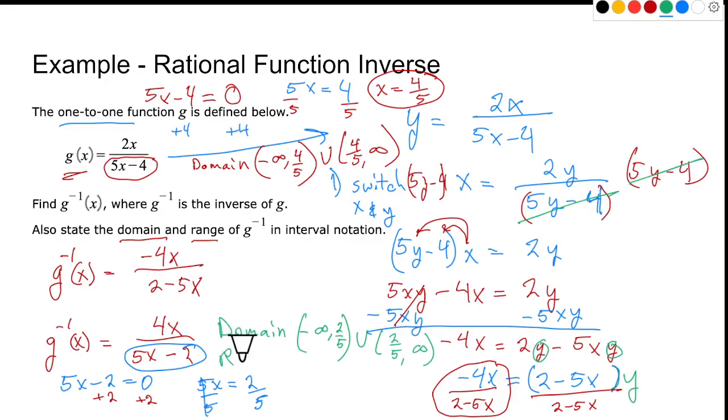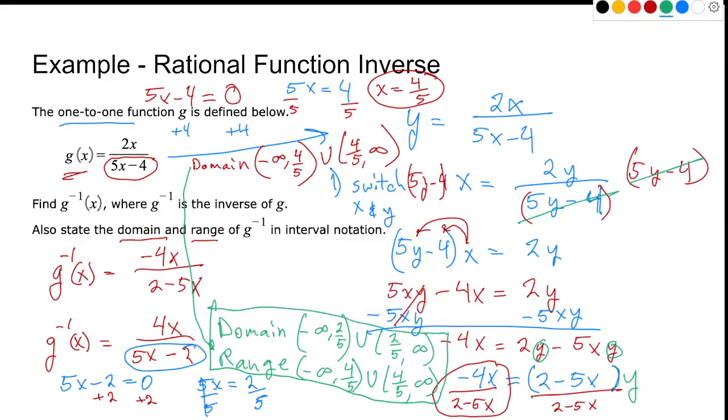Then the range would be all the y values, and all I've got to do is say that it's also going to be the domain of the forward function, so I just copy that down. So that's negative infinity to 4/5 union 4/5 to infinity. So that's how I just said, okay, this thing has to be the range. So there we go.